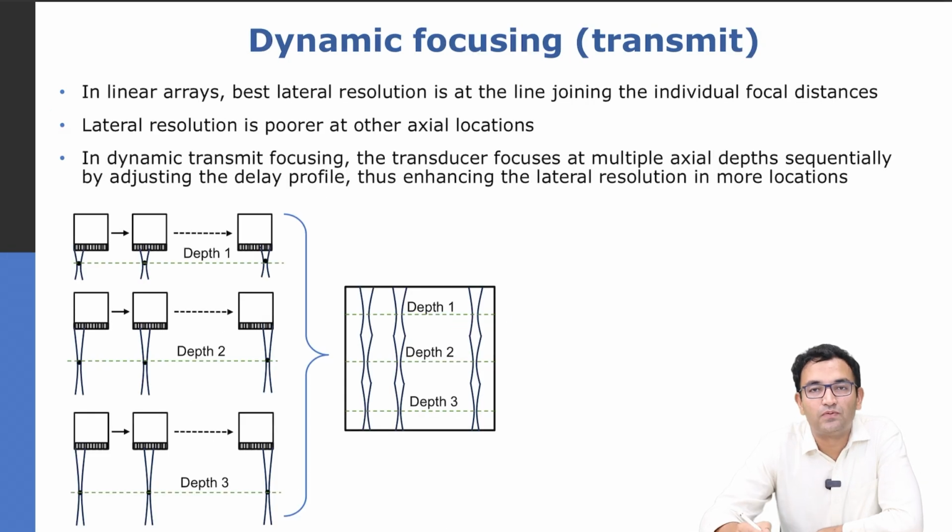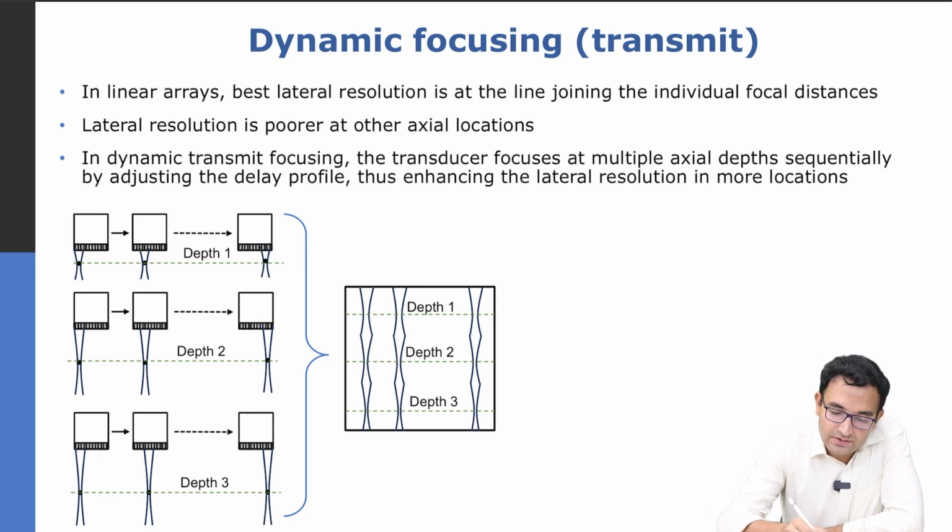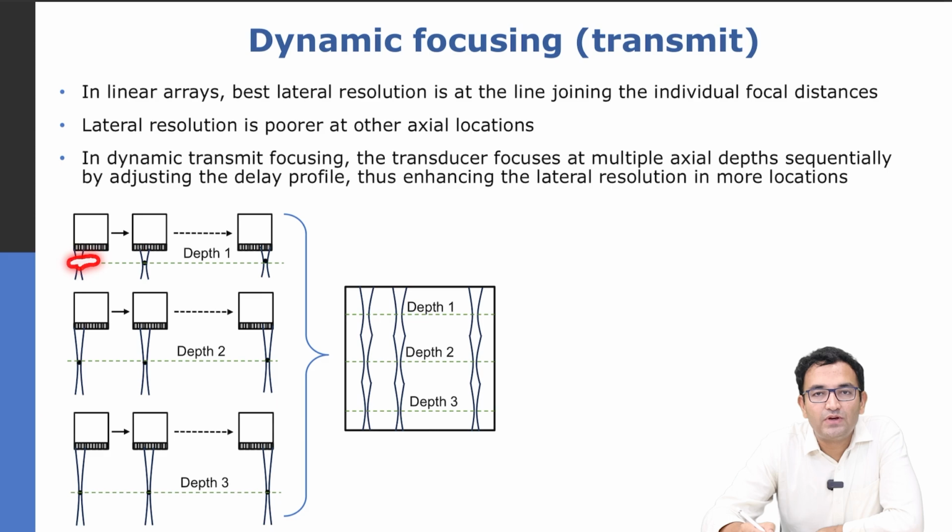Now let's discuss dynamic focusing. Dynamic focusing can be done in transmit as well as in receive. Now in linear arrays, the best lateral resolution that you can get will be at a particular depth. So for example, let's say I provide a delay profile which enables me to focus at a particular axial depth. This is the depth at which my lateral resolution will be best, and it will be poor at other depths because of diffraction and beam divergence.